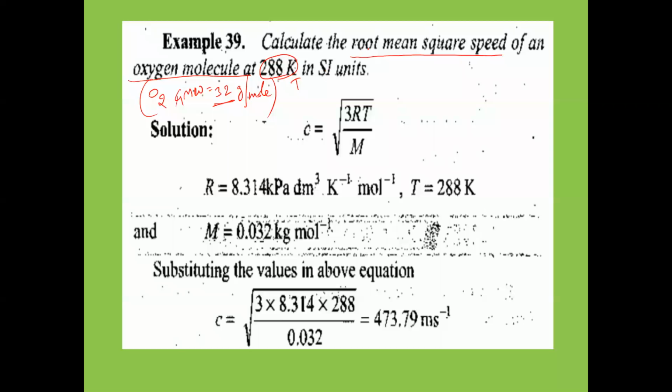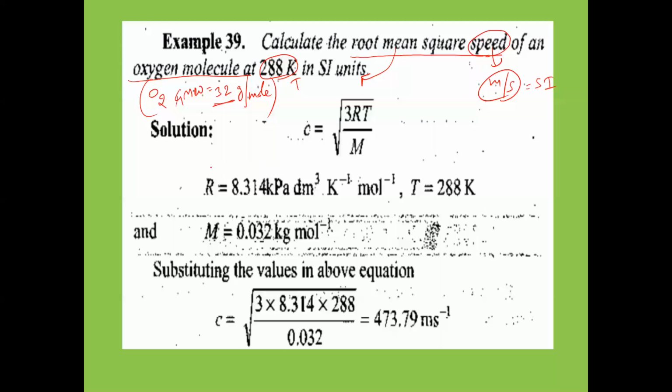They asked to calculate this RMS velocity in SI units. Speed generally means meter per second, and the SI unit is meter per second. So in meter per second we have to get it. For that we need to substitute all the values in SI units: the R value in SI units, the mass in SI units. All should be in SI units.